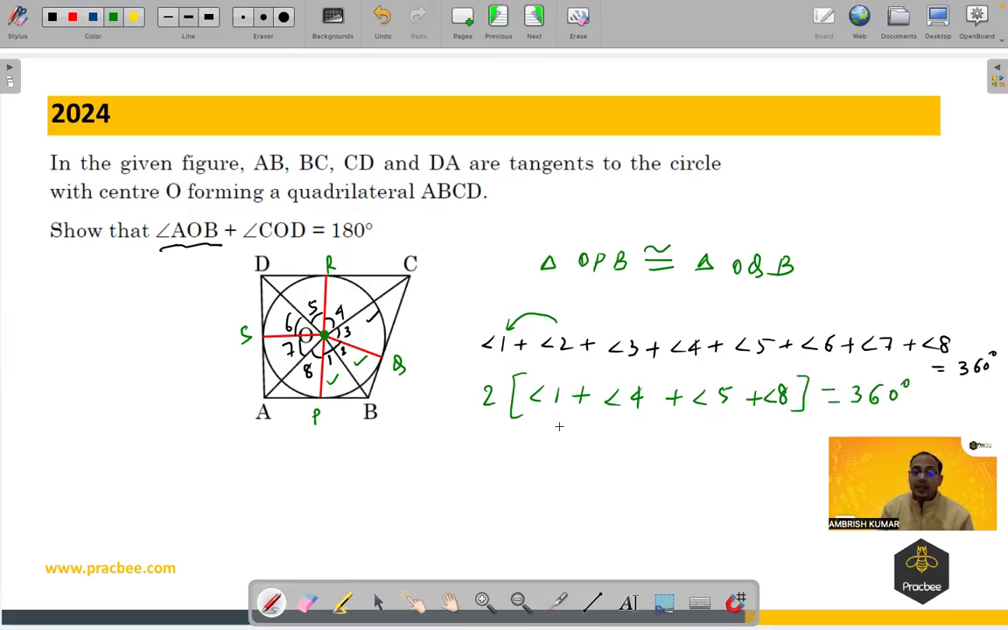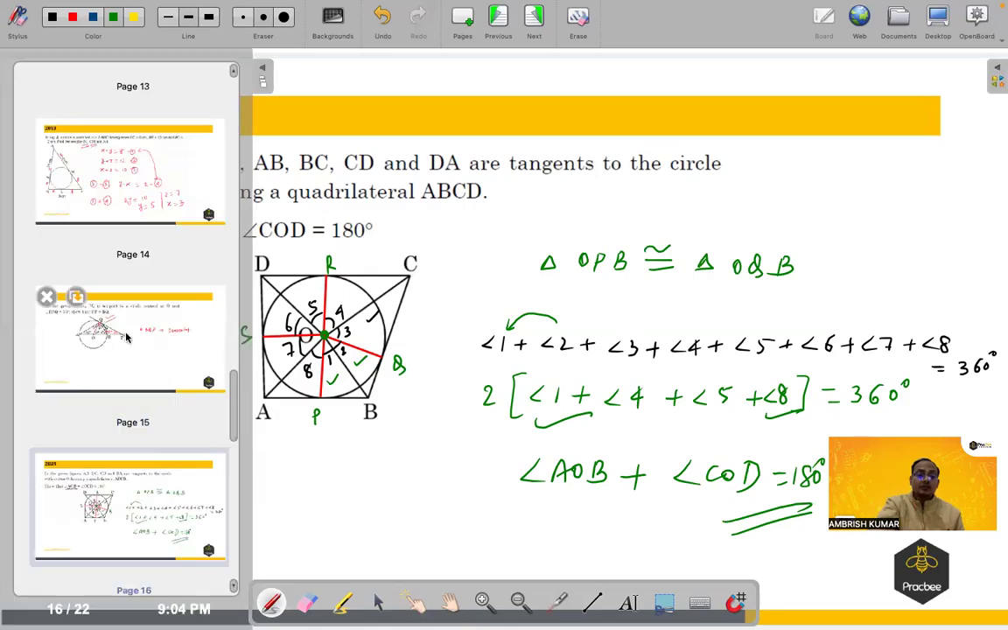Now see, angle 1 plus angle 8 is nothing but your angle AOB, and angle 4 plus 5 is nothing but your angle COD. This 2 will go on the right hand side, 360 by 2, 180 degrees. This is what we have to prove here, right? This question was again asked in 2024.